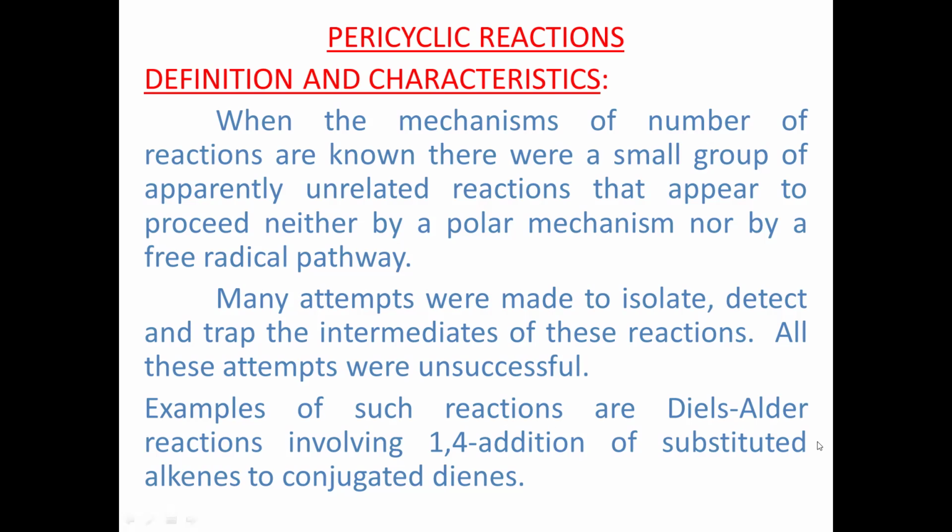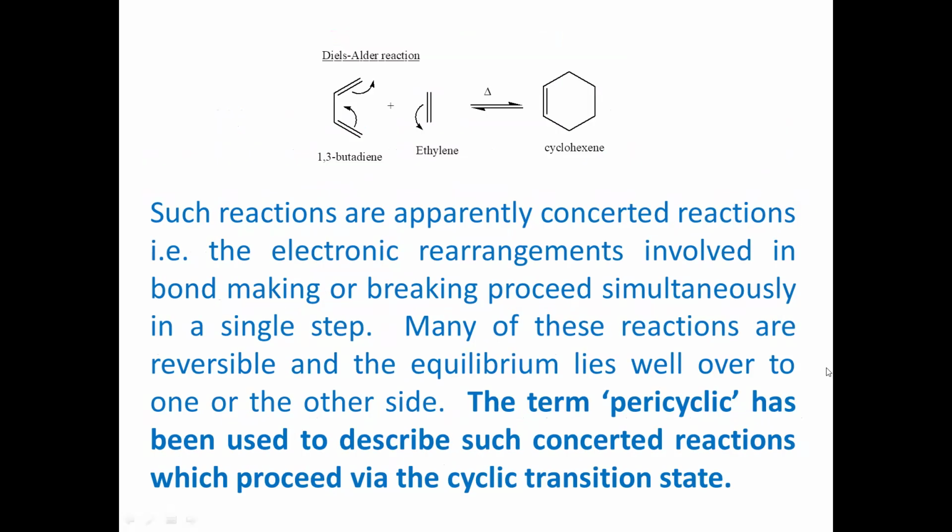This type of reaction is concerted. The electronic rearrangements involved in bond making and bond breaking proceed simultaneously in a single step. Many of these reactions are reversible and the equilibrium lies well over to one side or the other side of the reaction. The term pericyclic has been used to describe such concerted reactions that proceed via a cyclic transition state. I repeat, the term pericyclic has been used to describe such concerted reactions that proceed via a cyclic transition state.